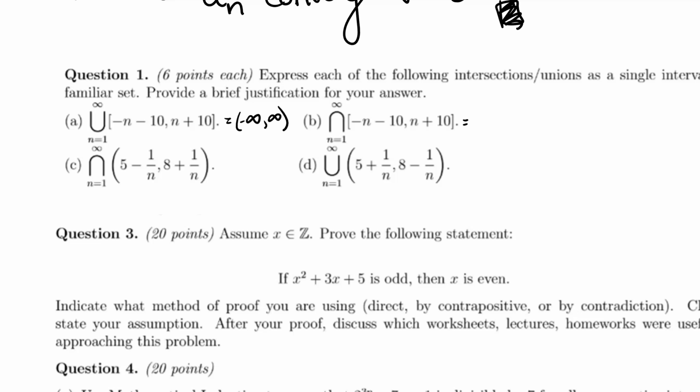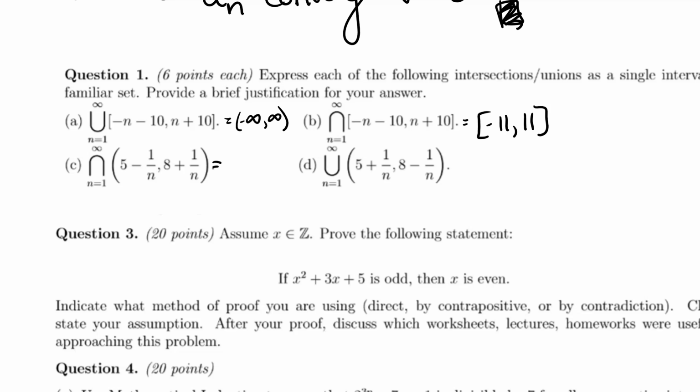B, this is not the whole real line. This is -11 to 11. And you want to think to yourself, so are they closed or open? Well, -11 and 11 are in every single set. This one, this is intersection. Okay, we need to pay attention to that.